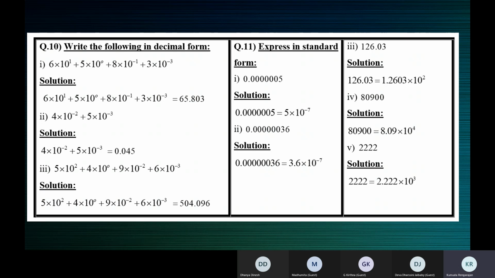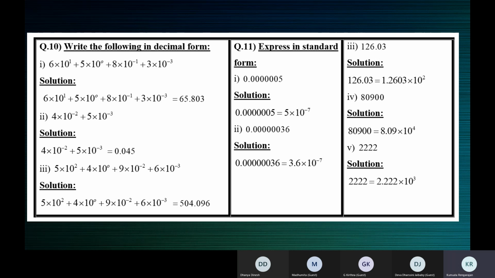We'll have to continue from this slide, right? Ma'am, 11th question, ma'am. Yeah, correct. We finished up to 10-1. All right, children. So the next one is express in standard form.